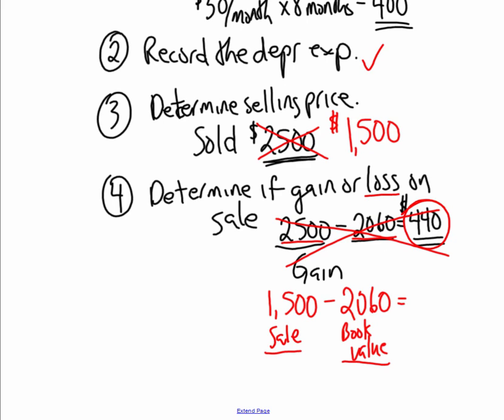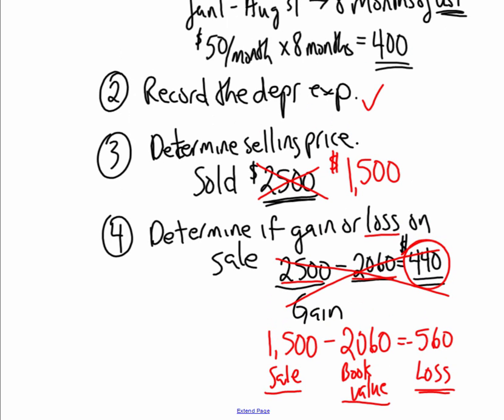What are we going to have? We're going to have a loss of $560, and this is a loss, right? It's a negative amount. So how are we going to record this? We have a loss of $560. We know it's a loss because it's a negative amount, but we also know it's a loss because I sold it for less than the book value. How am I going to record this?